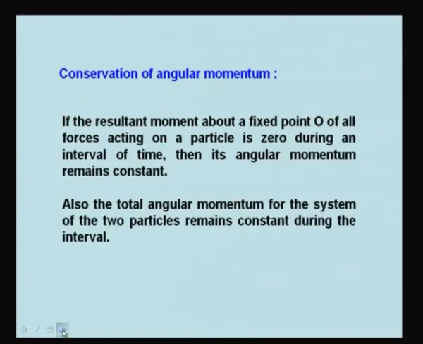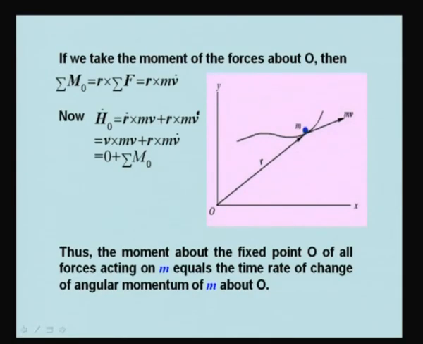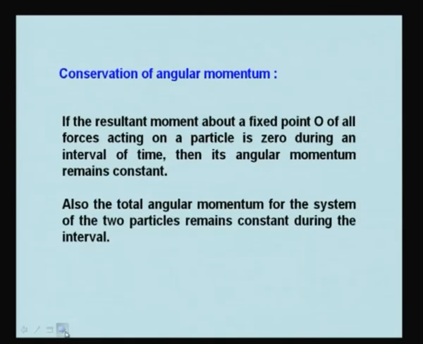Like we have the principle of conservation of linear momentum, we also have the principle of conservation of angular momentum. We see the equation H dot O is equal to sigma M O. If sigma M O, that is the moment of the forces about O, is 0, then H dot O will become 0. So H dot O is 0, that means H O is constant.